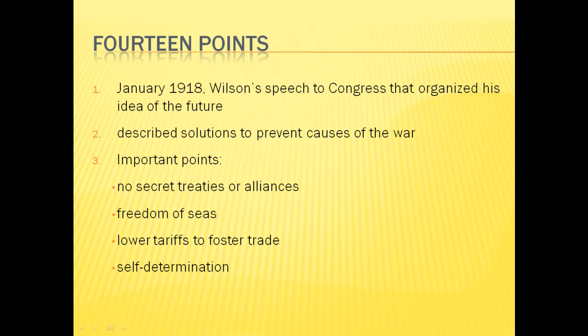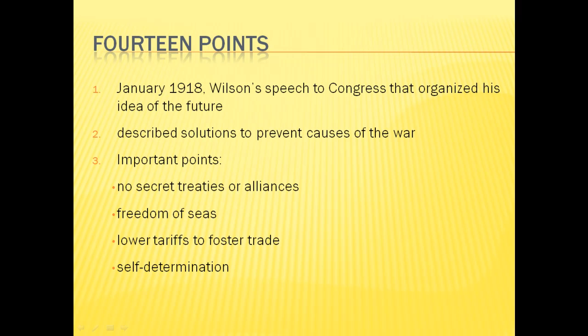Wilson's 14 points was given in a January 1918 speech to Congress, and it organized his idea of the future of the world. In the 14 points, he described solutions to prevent the causes of war. Those were the things we talked about, such as nationalism, militarism, imperialism. He recognized those causes and wanted to prevent them from happening in the future.